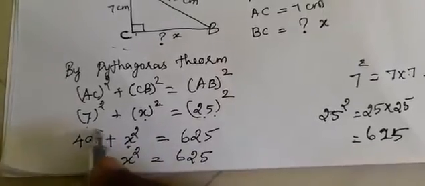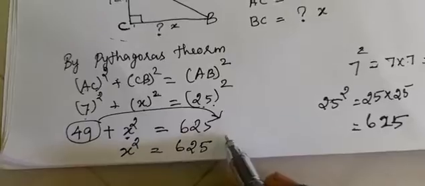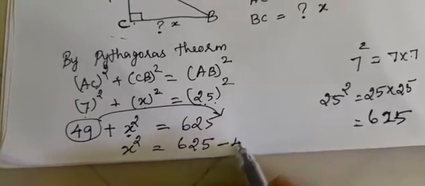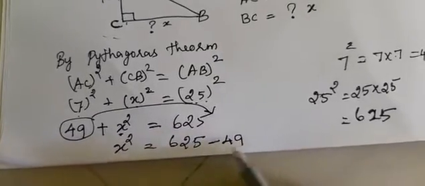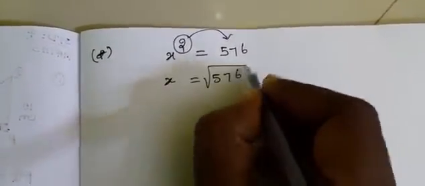625. Now this 49 that we are going to transpose to the opposite side. So it became a minus 49. So let us subtract: 625 minus 49 is 576. So as I said, when you transpose a square to the opposite side, it becomes a square root.